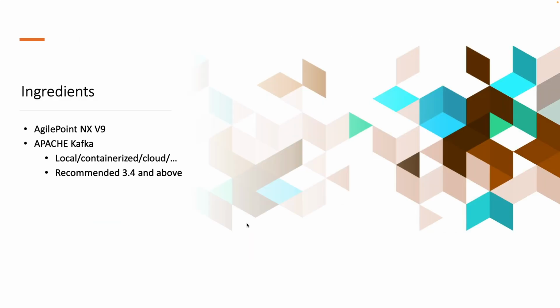To have the integration in place, and if you'd like to follow along with me on this demo, you'll need AgilePoint NX version 9 and Kafka. Kafka can run anywhere, either locally or in the cloud, as long as you can connect to it from your AgilePoint server instance. We highly recommend using version 3.4 or above, though as the integration uses the core capabilities of Kafka, earlier versions should work just fine.